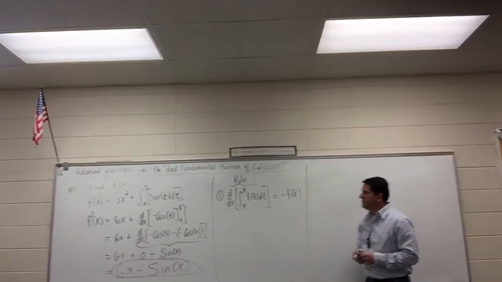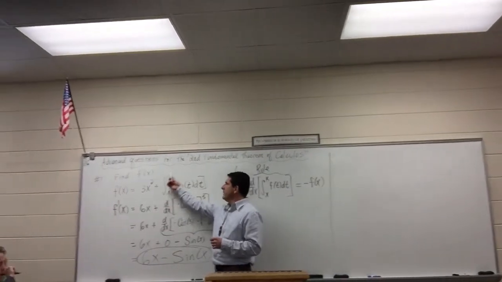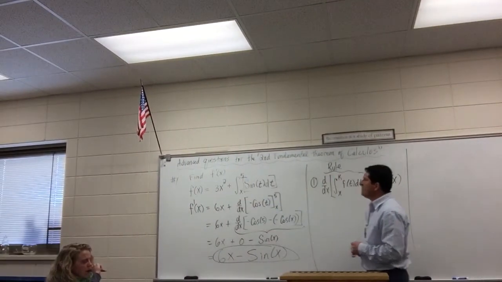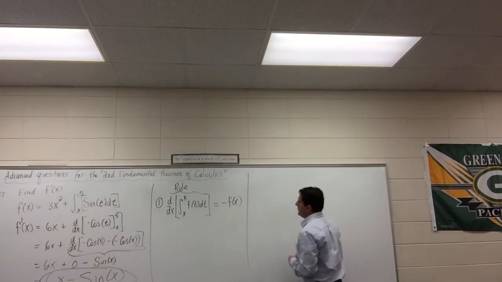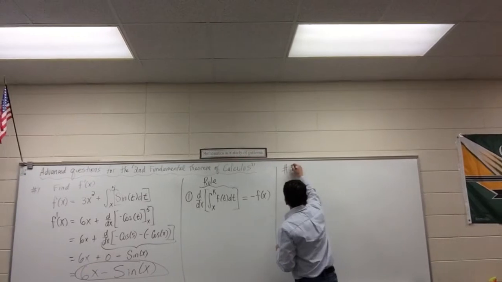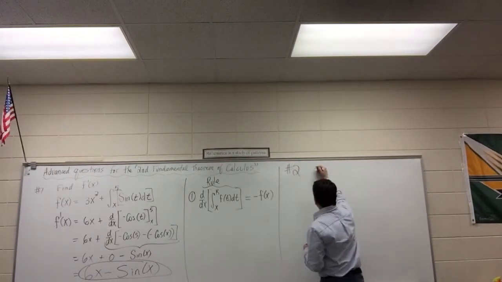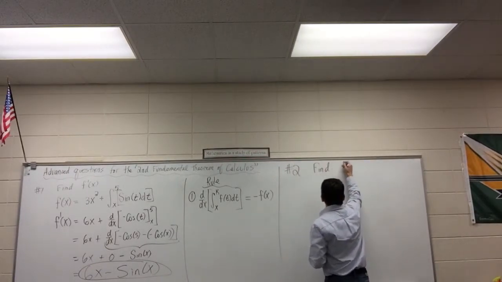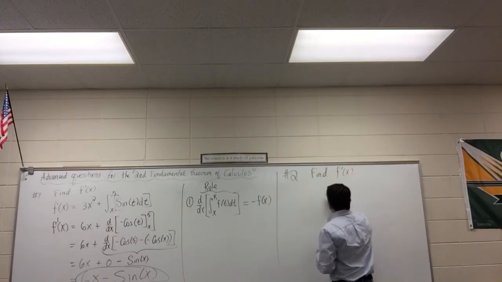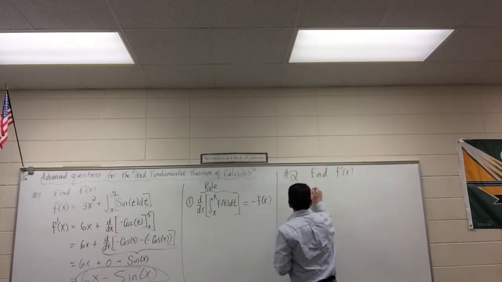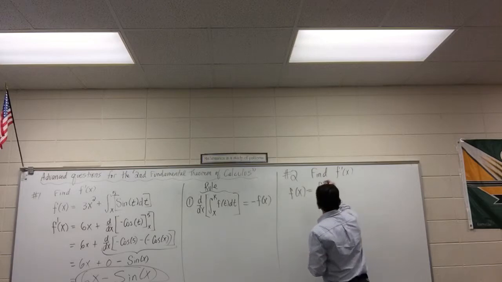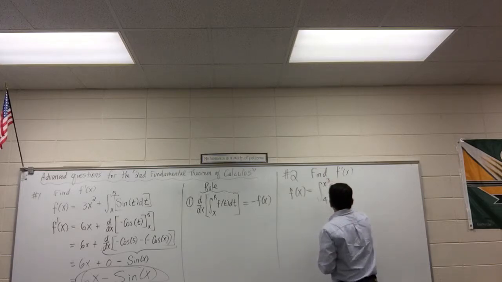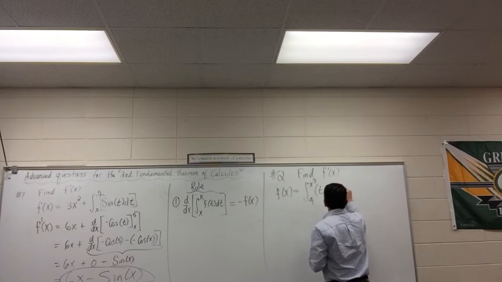So this is one scenario. If we flip the order of the limits and we put the variable on the bottom, this is what happens. That's one of the advanced rules. Here's another one. What happens, again, if we were out to find f prime of x, but f of x looks like this? It's the integral from 4 to x cubed of t plus 2.